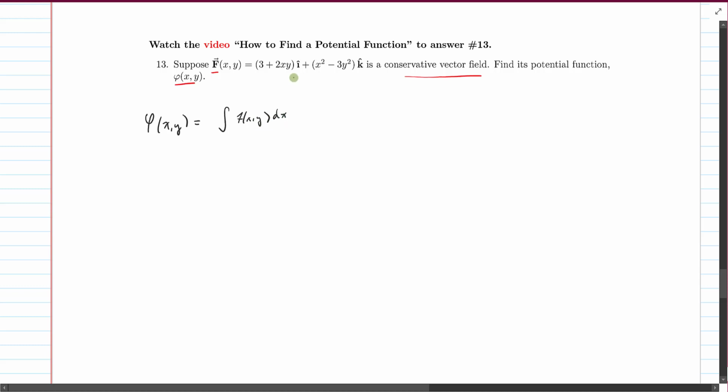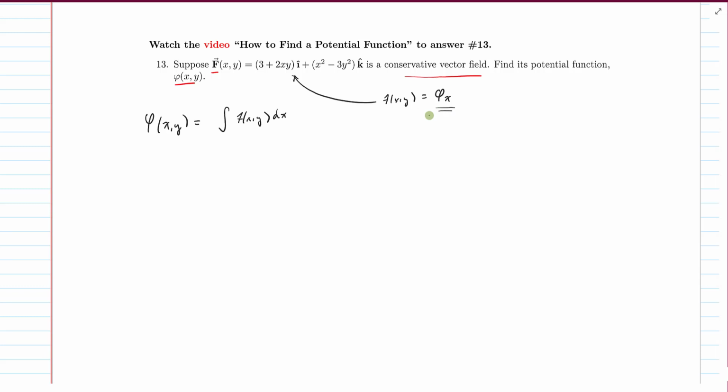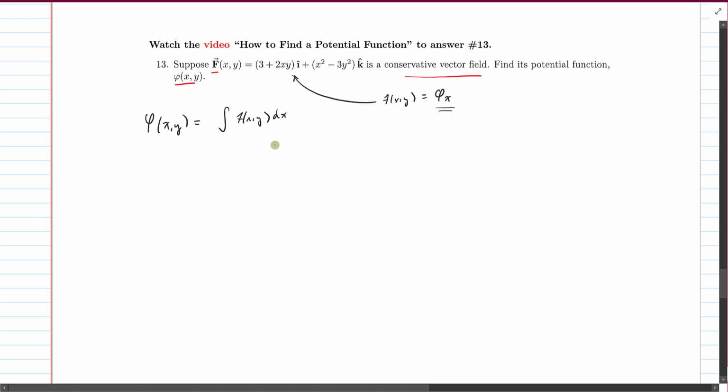And why is that? Well, here's our component function, f of xy, and that is phi of x. And so if I want to somehow get back to the original function phi, and I know that f, that first coordinate function, comes from having taken the first partial of phi with respect to the variable x, then by integrating f with respect to the variable x, that will get me a long ways towards reconstructing my function phi. So let's go ahead and do that then.